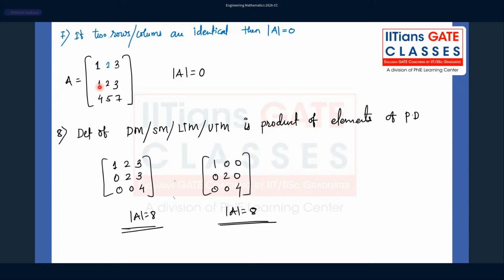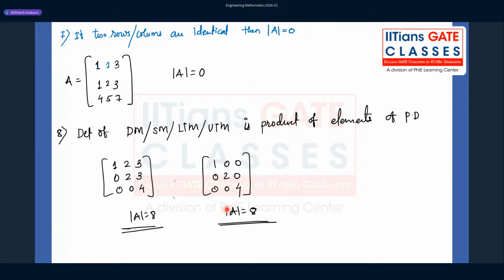Okay. The determinant of a diagonal matrix, scalar matrix, lower triangular matrix, or upper triangular matrix is the product of elements of the principal diagonal. So if I have this diagonal matrix, the determinant is 1 into 2 into 4. Even if this is the upper triangular matrix, what is the determinant? 1 into 2 into 4 minus 0. So it is 1 into 2 into 4, which is 8, right? So the determinant of this and this matrix is the same, which is the product of elements of the principal diagonal.